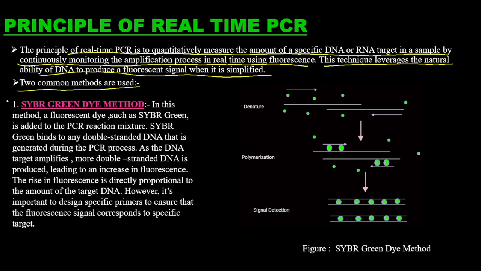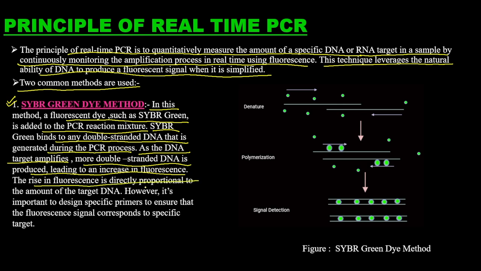In the SYBR Green method, a fluorescent dye such as SYBR Green is added to the PCR reaction mixture. SYBR Green binds to any double-stranded DNA generated during the process. As the DNA target amplifies, more double-stranded DNA is produced, leading to an increase in fluorescence. This rise in fluorescence is directly proportional to the amount of target DNA. However, it is important to design specific primers to ensure that the fluorescence signal corresponds to the specific target.